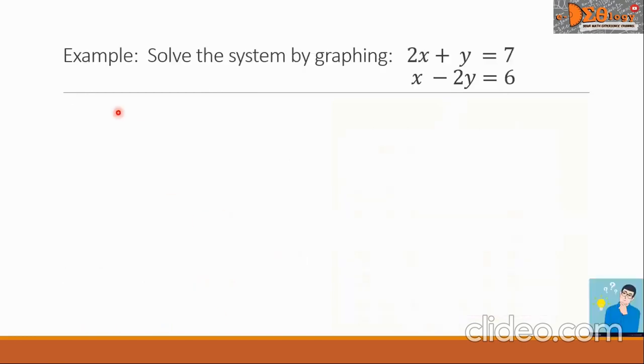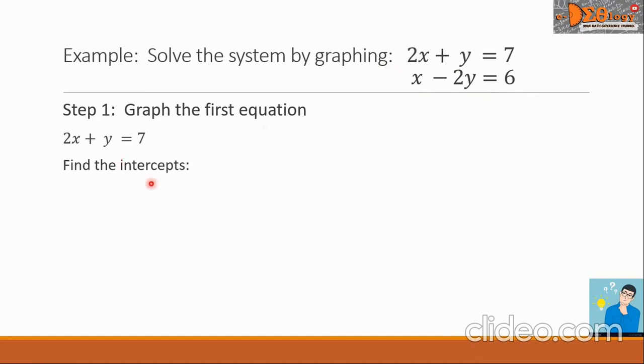Let's have an example. Solve the system by graphing. The first equation is 2x plus y equals 7. The second equation is x minus 2y equals 6. Our step 1 is to graph the first equation. So this first equation we will copy here, and then let us find the intercepts.